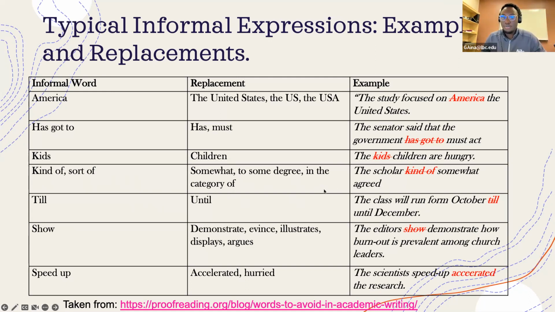So we should not use the word "kind of" or "sort of." Use somewhat, to some degree, in the category of. For instance, the scholar somewhat agreed. It's not the scholar kind of agreed. Now, "till." Instead of saying till, T-I-L-L, we should say until. So the class will run from October till December. It should be until December.